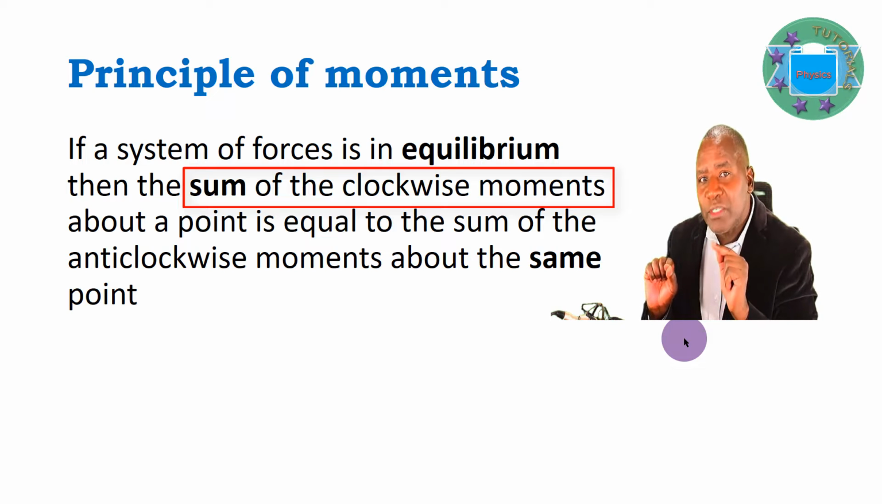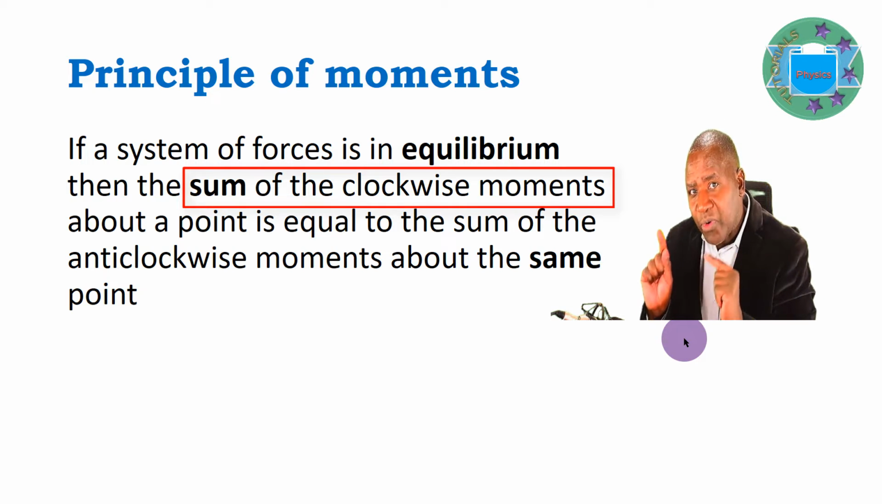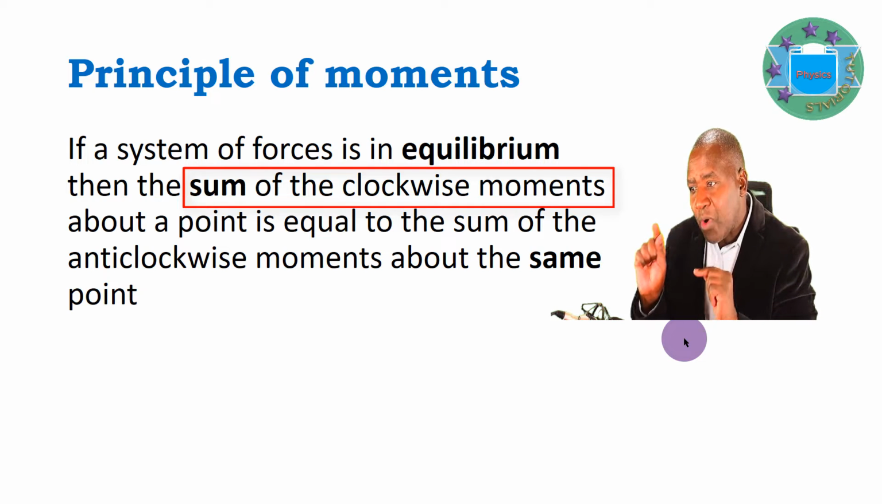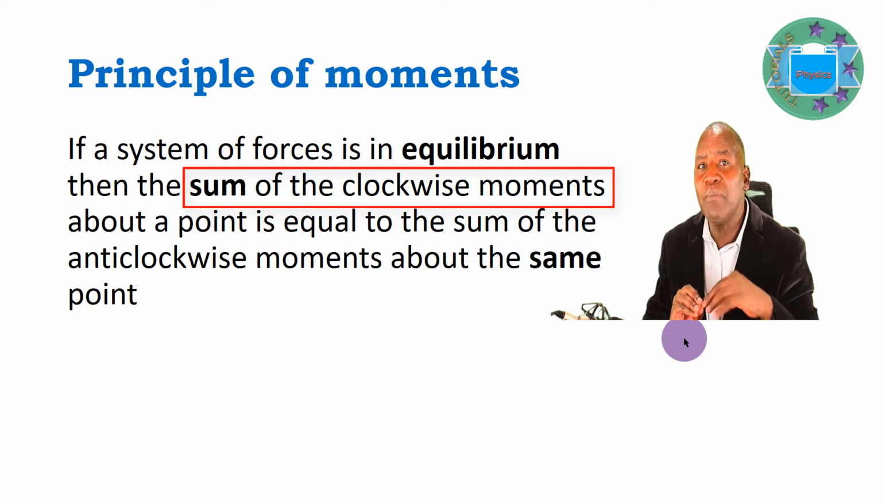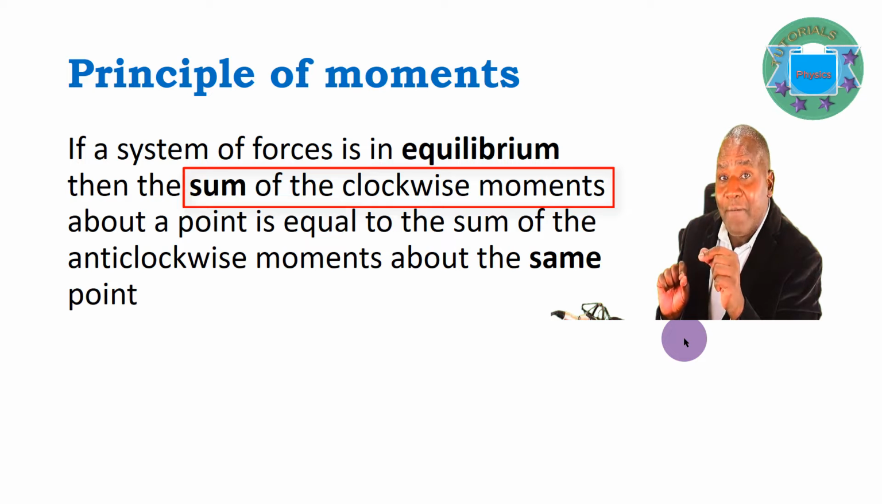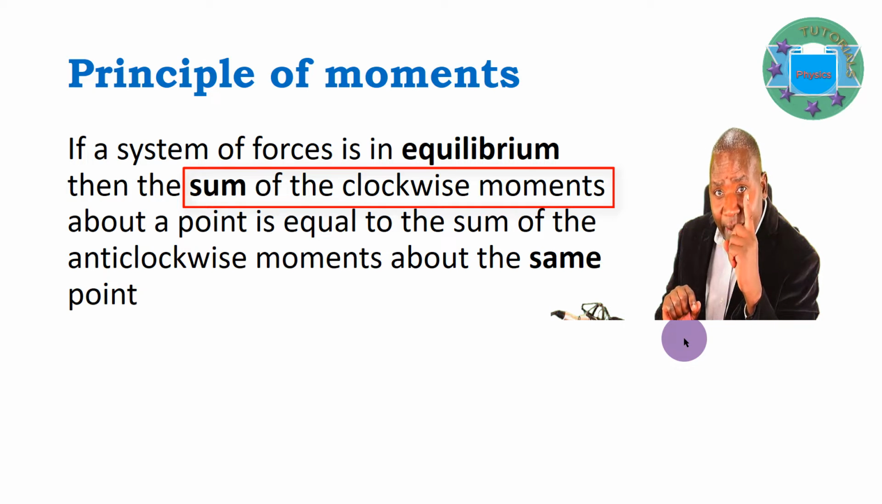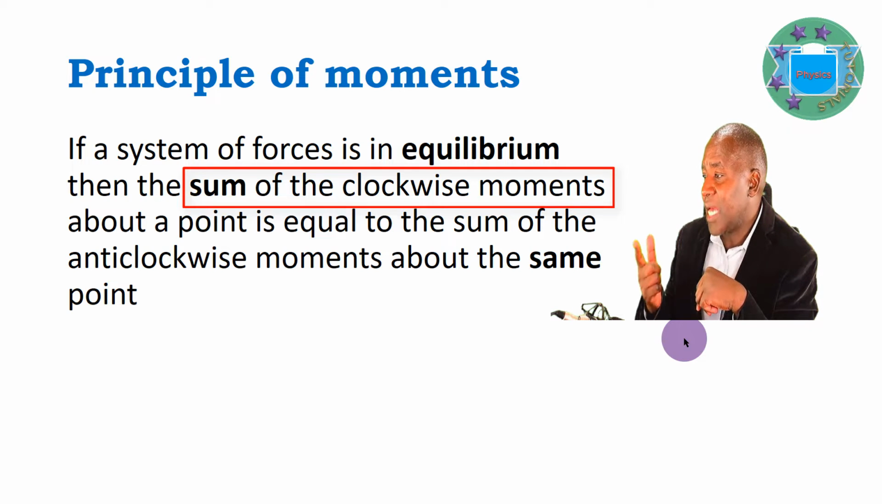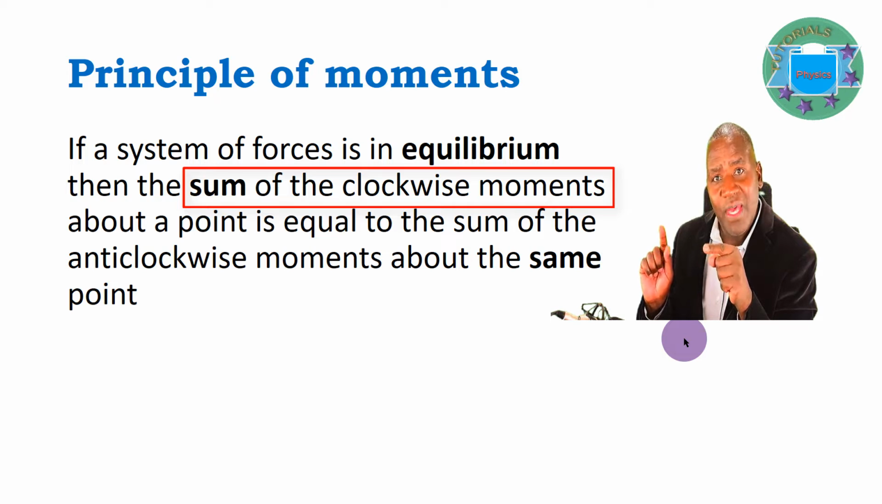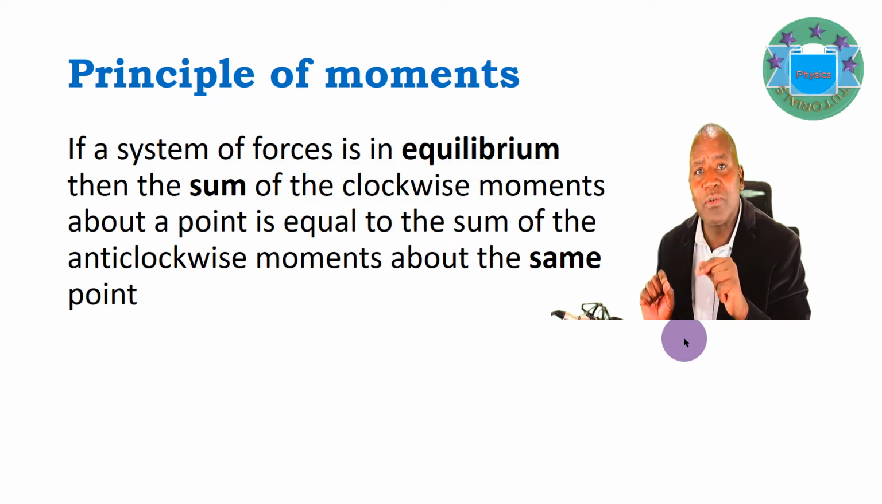Then all these moments are taken about a particular point. We do not change the point about which we take moments. We identify one point and stick to it throughout. It means that is the point about which all moments must be taken. So if we have two clockwise moments, they are taken about a given point. And even when we come to calculating the sum of the anti-clockwise moments, the anti-clockwise moments must be taken about the same point.